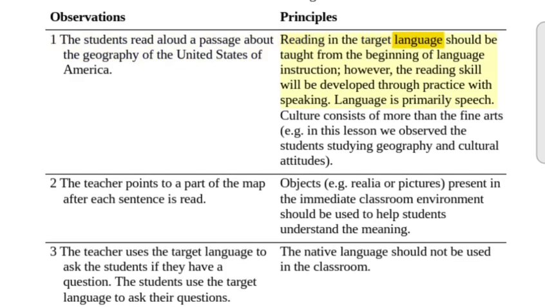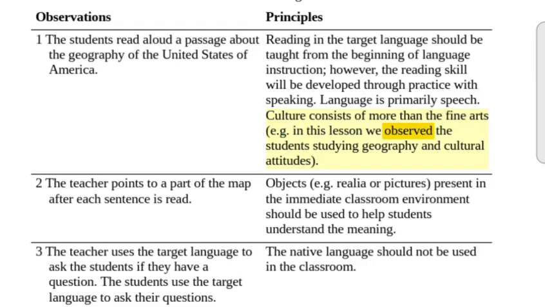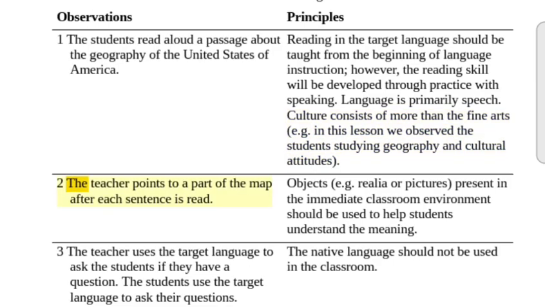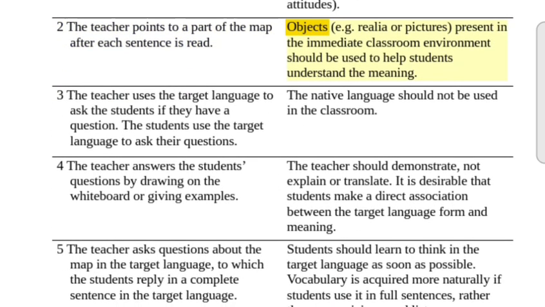Reading in the target language should be taught from the beginning of language instruction. However, the reading skill will be developed through practice with speaking. Language is primarily speech. Culture consists of more than the fine arts, e.g. in this lesson we observed the students studying geography and cultural attitudes. 2. The teacher points to a part of the map after each sentence is read. Objects, e.g. realia or pictures present in the immediate classroom environment should be used to help students understand the meaning.